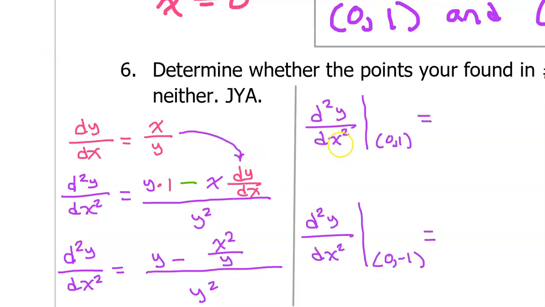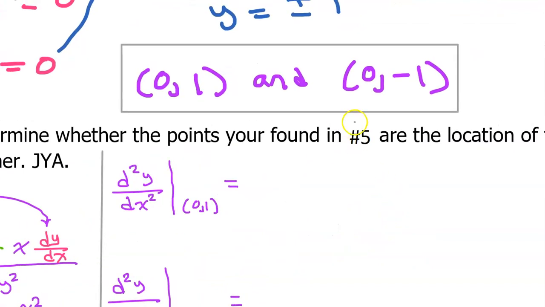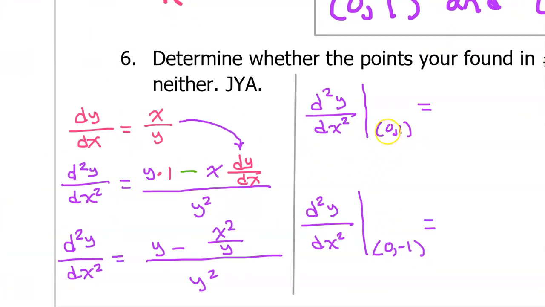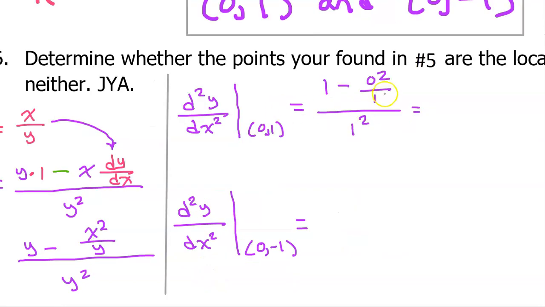To do the second derivative test, we need to evaluate the second derivative at each of the points that we found back in problem number 5. So let's start by substituting 0 for all of the x's and 1 for all of the y's. So we end up with this. But 0 squared is just 0, so this entire term is gone. So it's really just 1 over 1 squared, which is 1 over 1, which is positive 1.